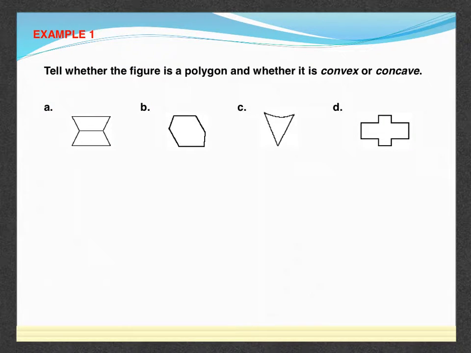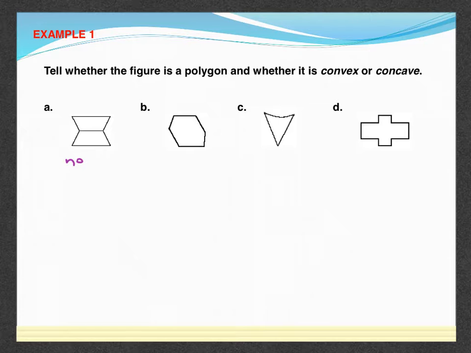All right, so this one says, tell whether the figure is a polygon and then whether it's convex or concave. I'm going to go a step further and then say, then classify it. So if it is a polygon, I want you to give its name. So if you look at A, is A a polygon? No. That line in the middle makes it not a polygon, because they're not all connected at each endpoint, right?